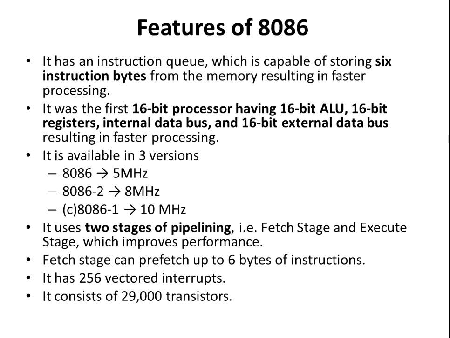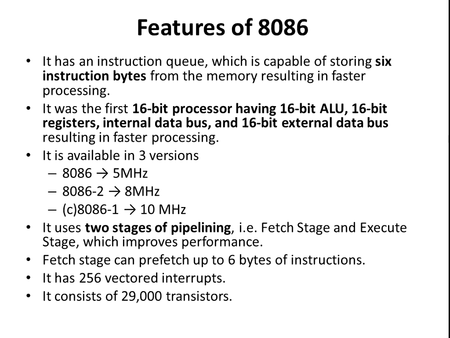First one is 8086. Its clock rate is 5 MHz. The second is 8086-2, its clock rate is 8 MHz. And the third one, 8086-1, its clock rate is 10 MHz. It uses 2 stages of pipelining, fetch stage and execute stage, which improves performance.